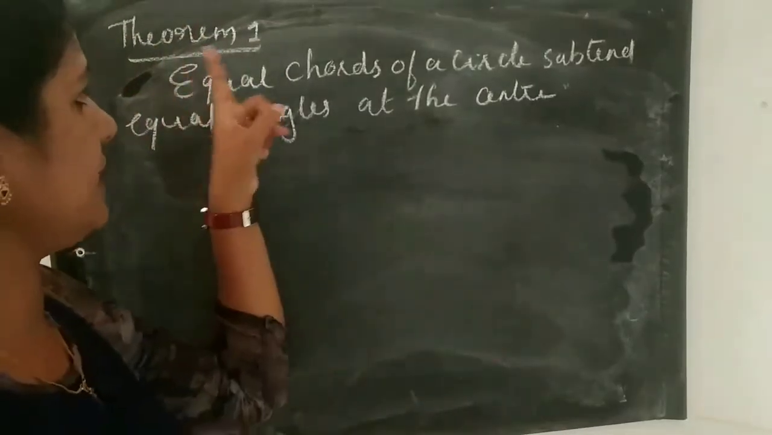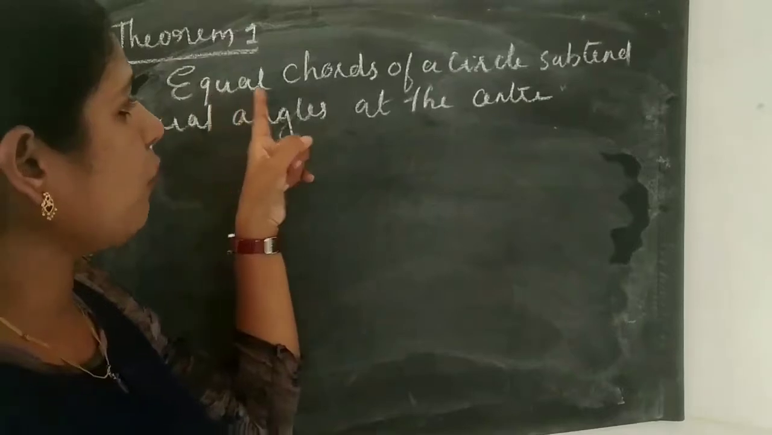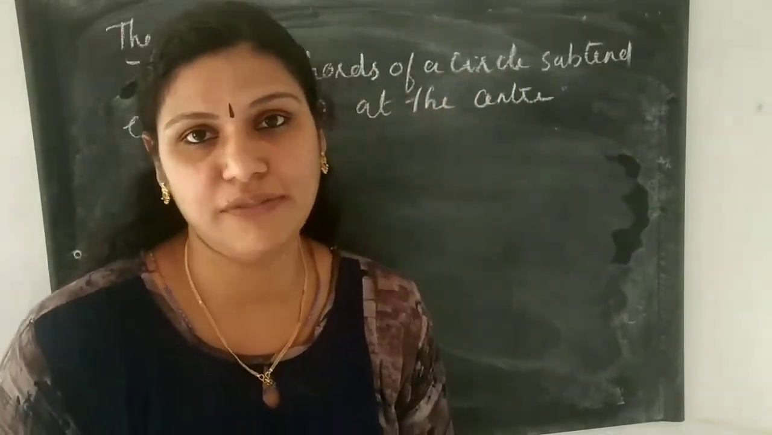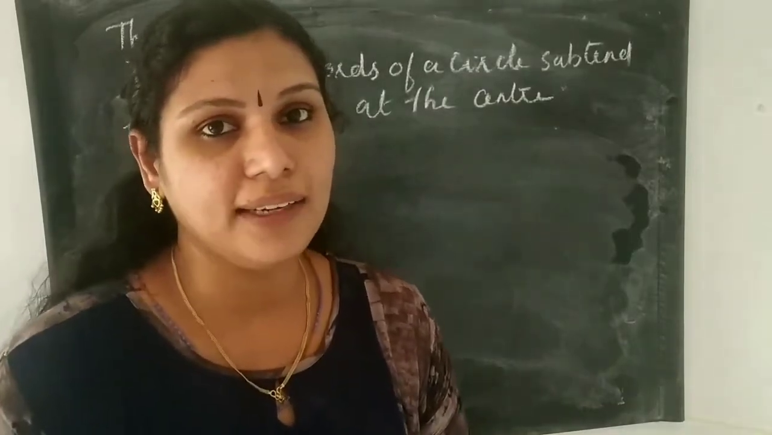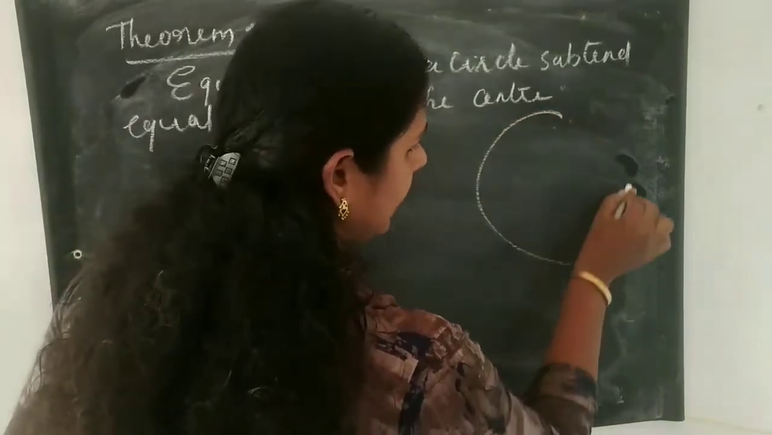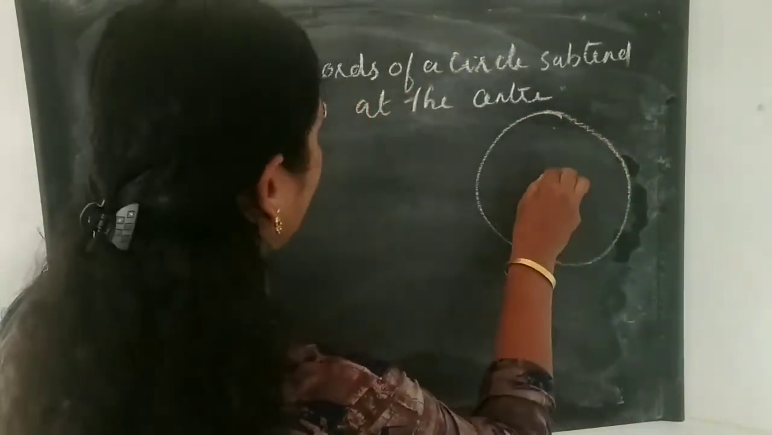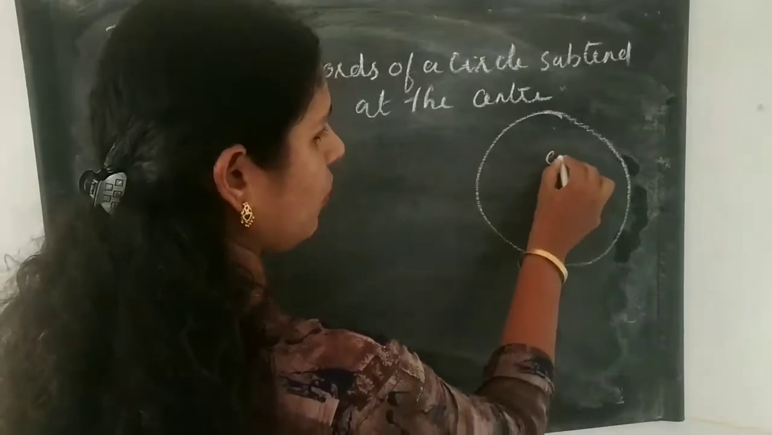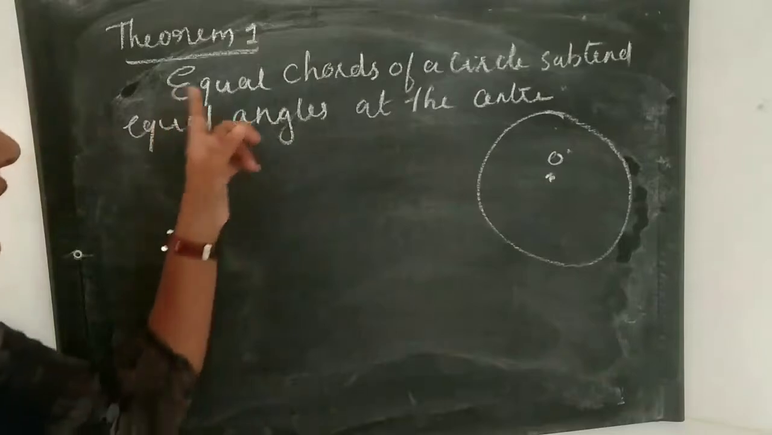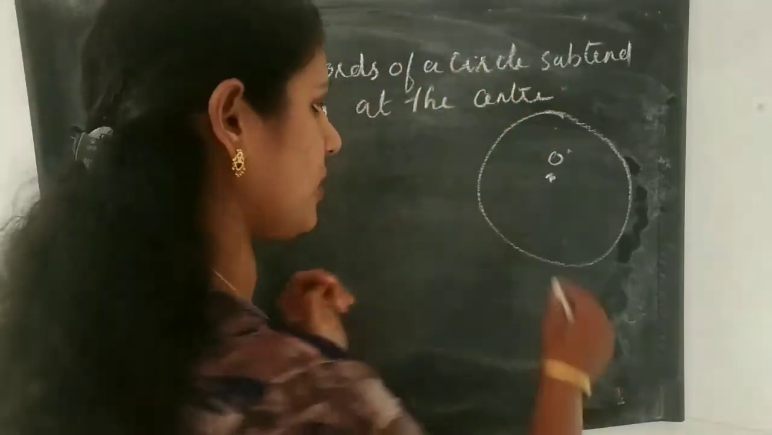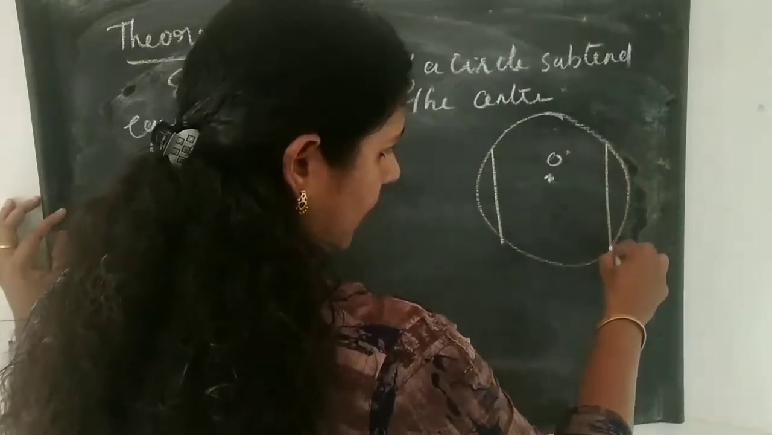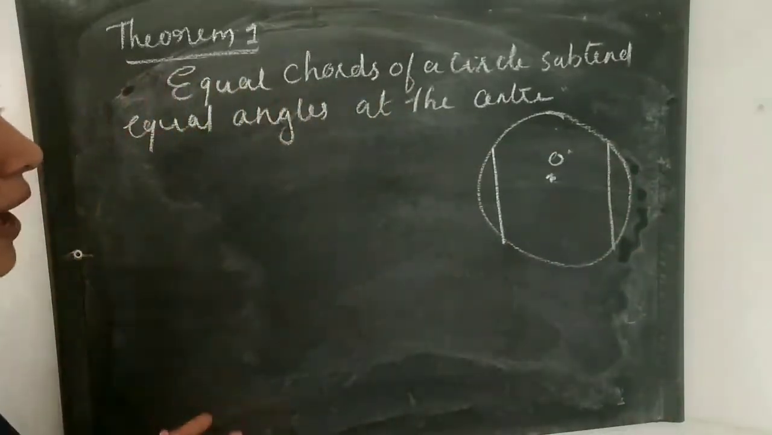So here is a theorem, theorem 1. The theorem is: equal chords of a circle subtend equal angles at the center. For that, first we draw a circle with center O. Here we take two equal chords. These equal chords subtend equal angles at the center.